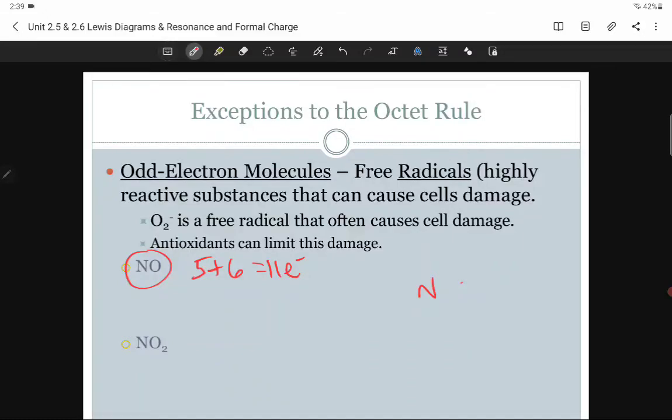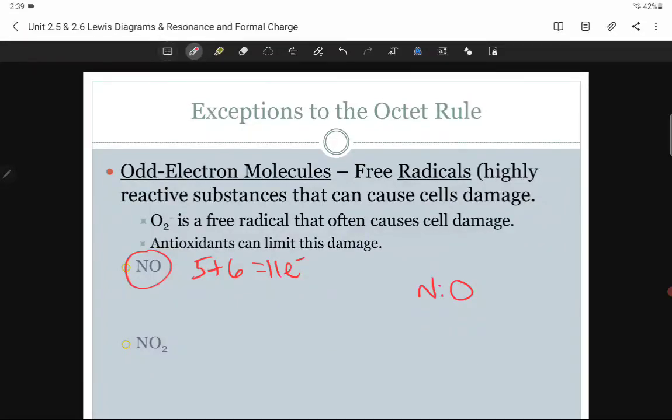So something is going to be shortchanged. What's going to be shortchanged? Well, it's not going to be oxygen. Oxygen has a higher electronegativity value, so it's going to attract electrons more than nitrogen. So nitrogen is going to be shortchanged. It's not going to work out for nitrogen here. So we have 11 dots.